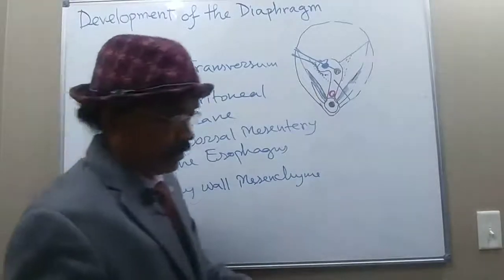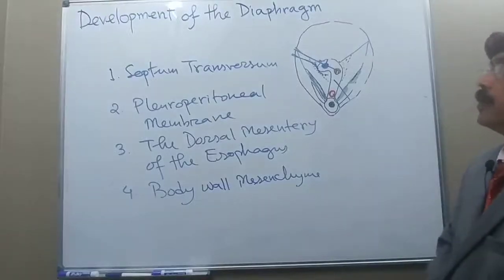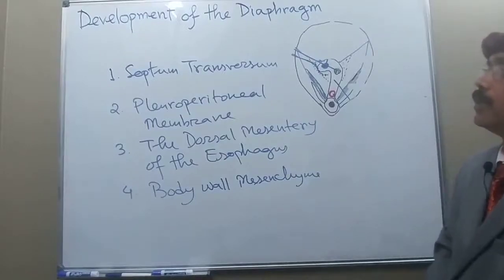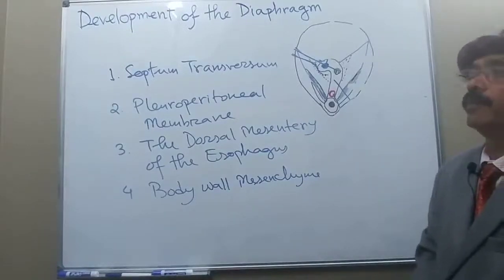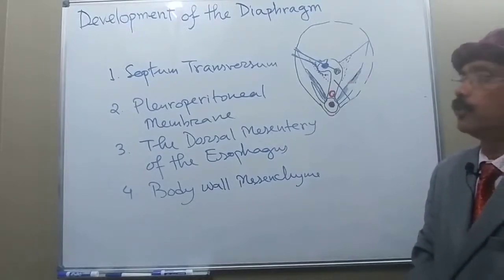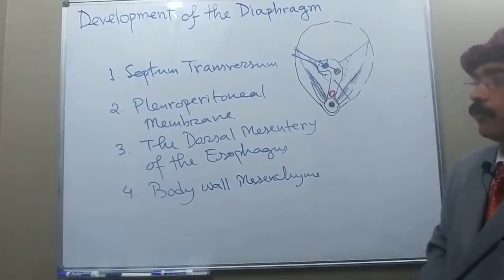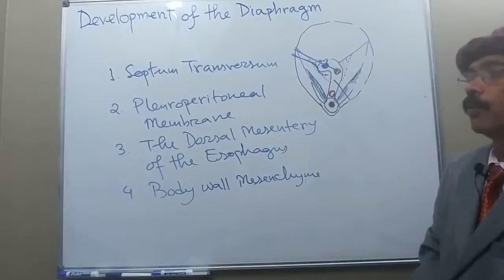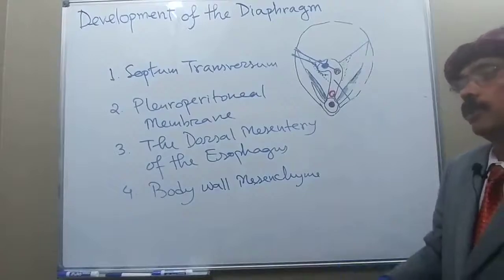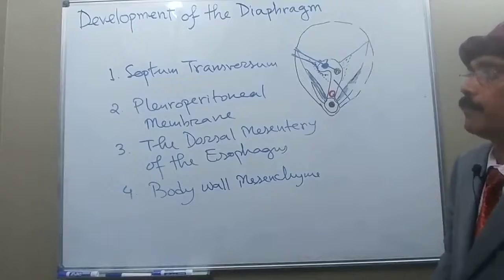Okay, we got that. Contribution from four sources. One is the septum transversum, a mesodermal block between the developing heart and the liver. Another is the pleuroperitoneal membrane, which also develops from the mesoderm of the body wall. The dorsal mesentery of the esophagus will contribute in the formation of the crura of the diaphragm. Body wall mesenchyme will again contribute to form the peripheral part of the diaphragm.